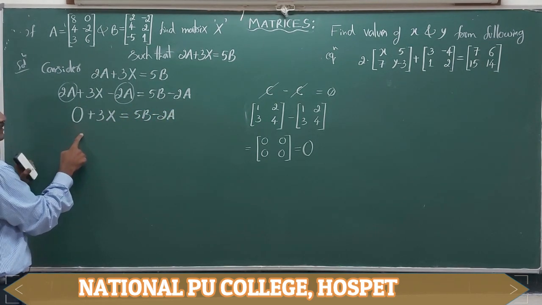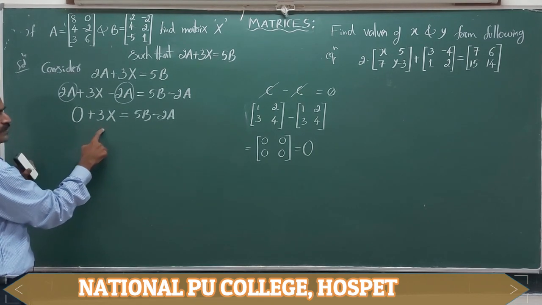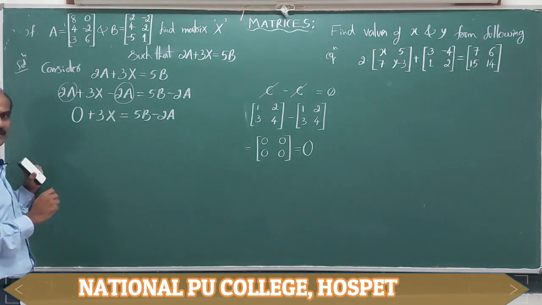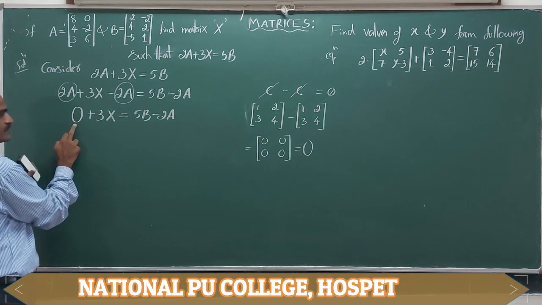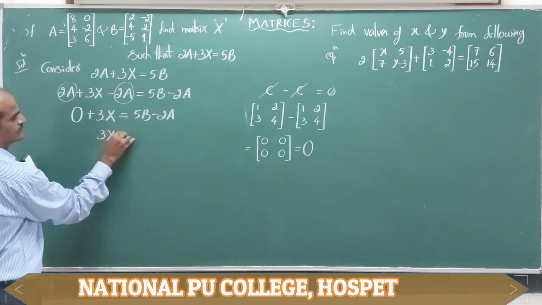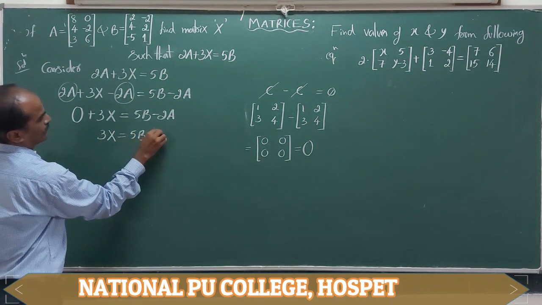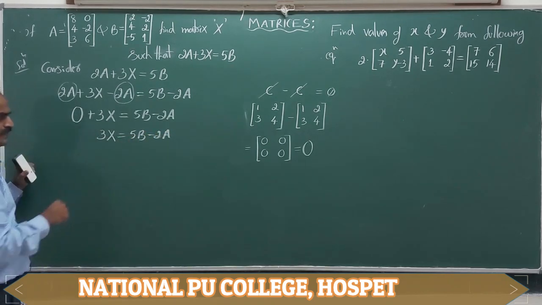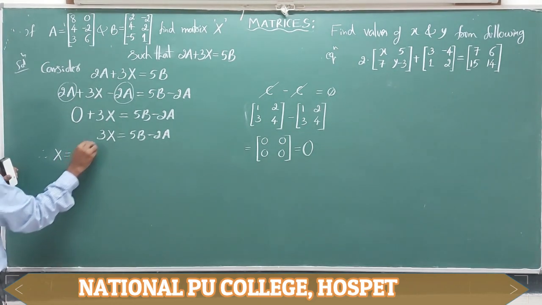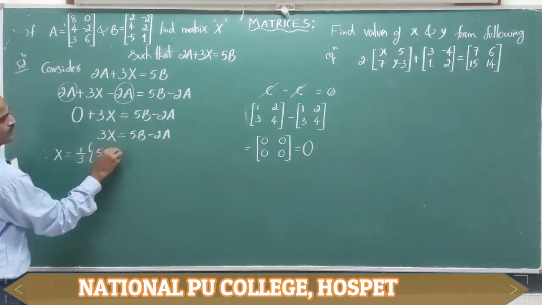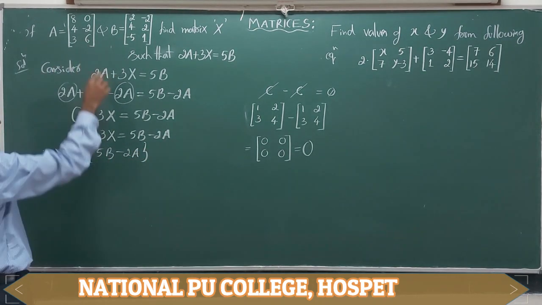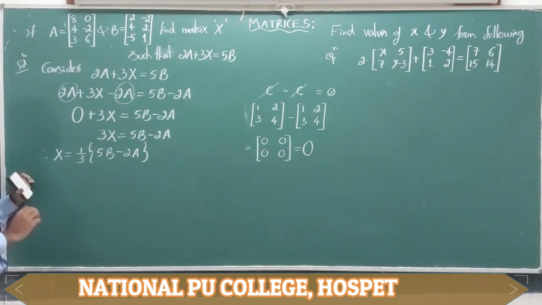Now add the null matrix to 3X. What do you end up with? 3X only, because it is the additive identity element. So on adding this additive identity to any matrix, it is not going to change. That is, 3 times X equal to 5B minus 2A. Now I need X. Therefore, X equals 1 by 3 times (5B minus 2A). Now let us substitute the A and B matrices, they are given. Simplify, and you end up with the required matrix.